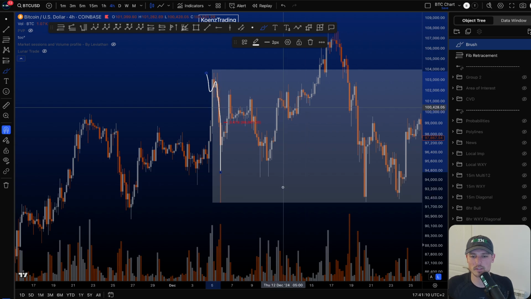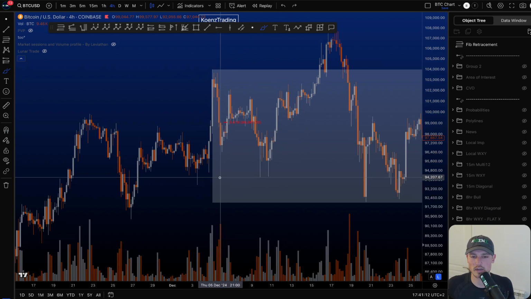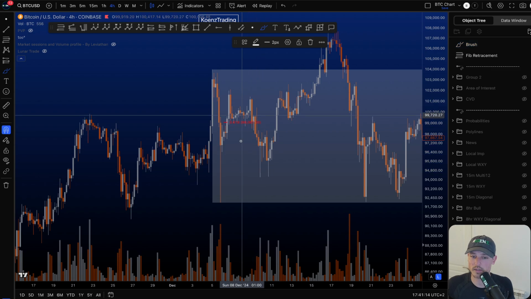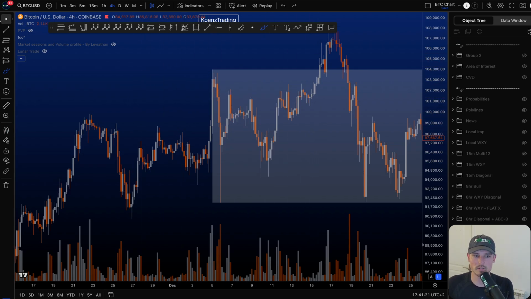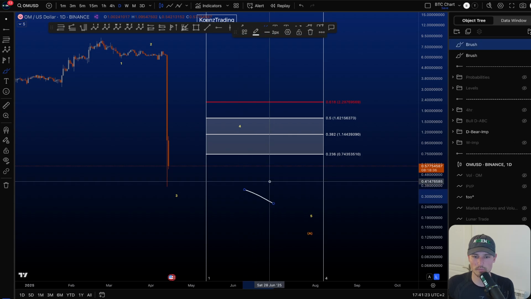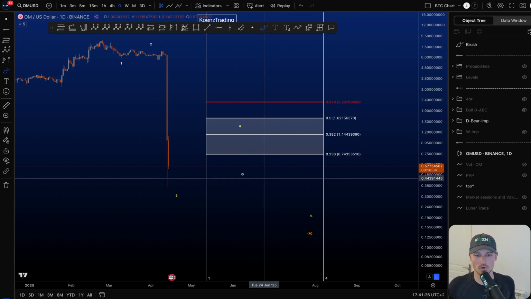This is an ABC down. Probability is higher to take out the high. It takes a little bit of time. Nothing goes in straight lines. It takes a bit of time, then takes out the high, and there you go. So that is an example of what to look for on OM.